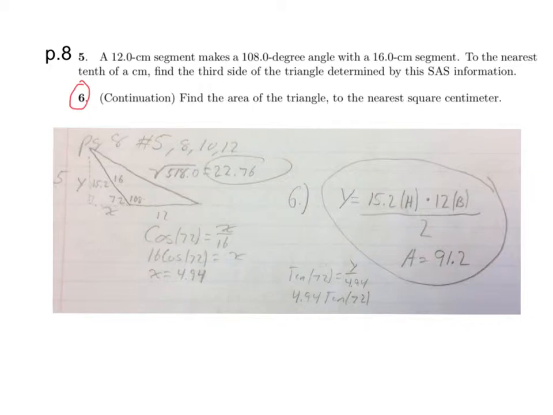Number 6 is a continuation of number 5. Find the area of the triangle to the nearest square centimeter. The area of a triangle is base times height divided by 2, so we have to find the height of the triangle. I drew a right triangle right there, and this angle is 72 degrees because it's supplementary to 108. Then I used sine of 72 equals y over 16 to get y, and that comes out to be 15.2.